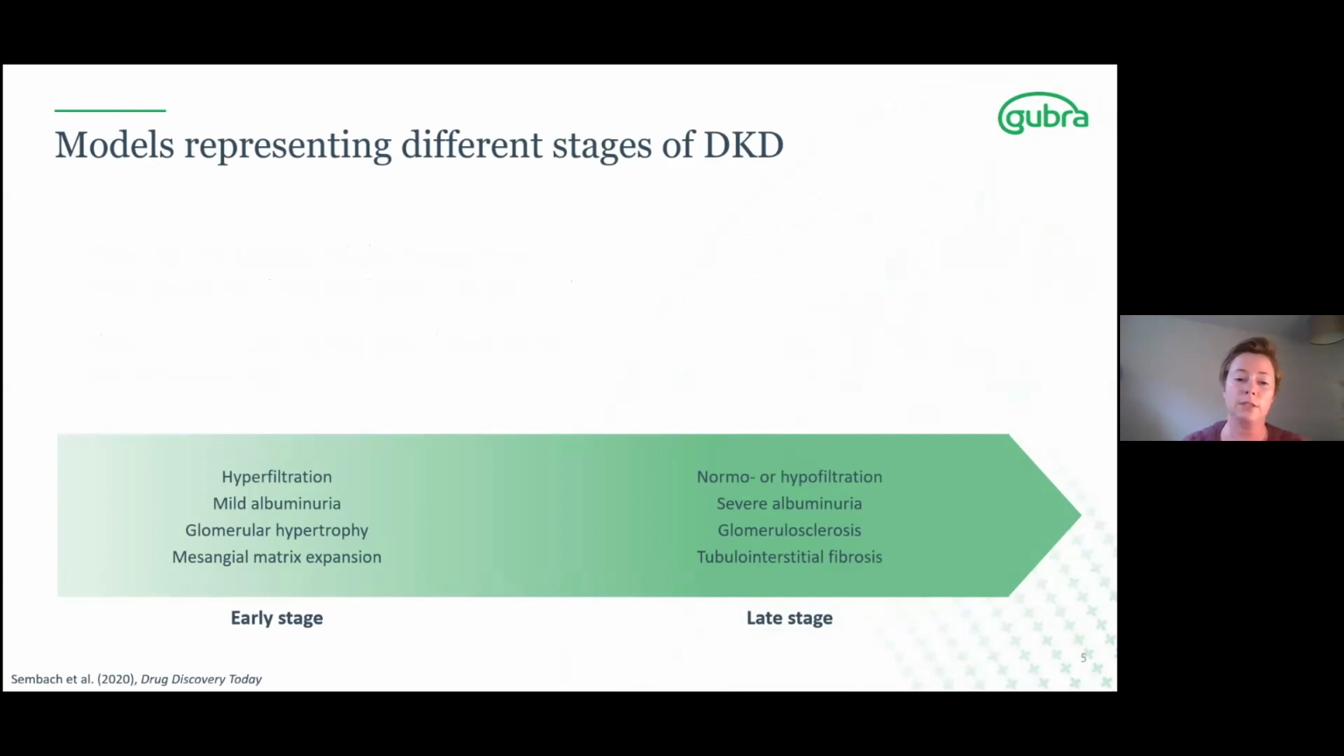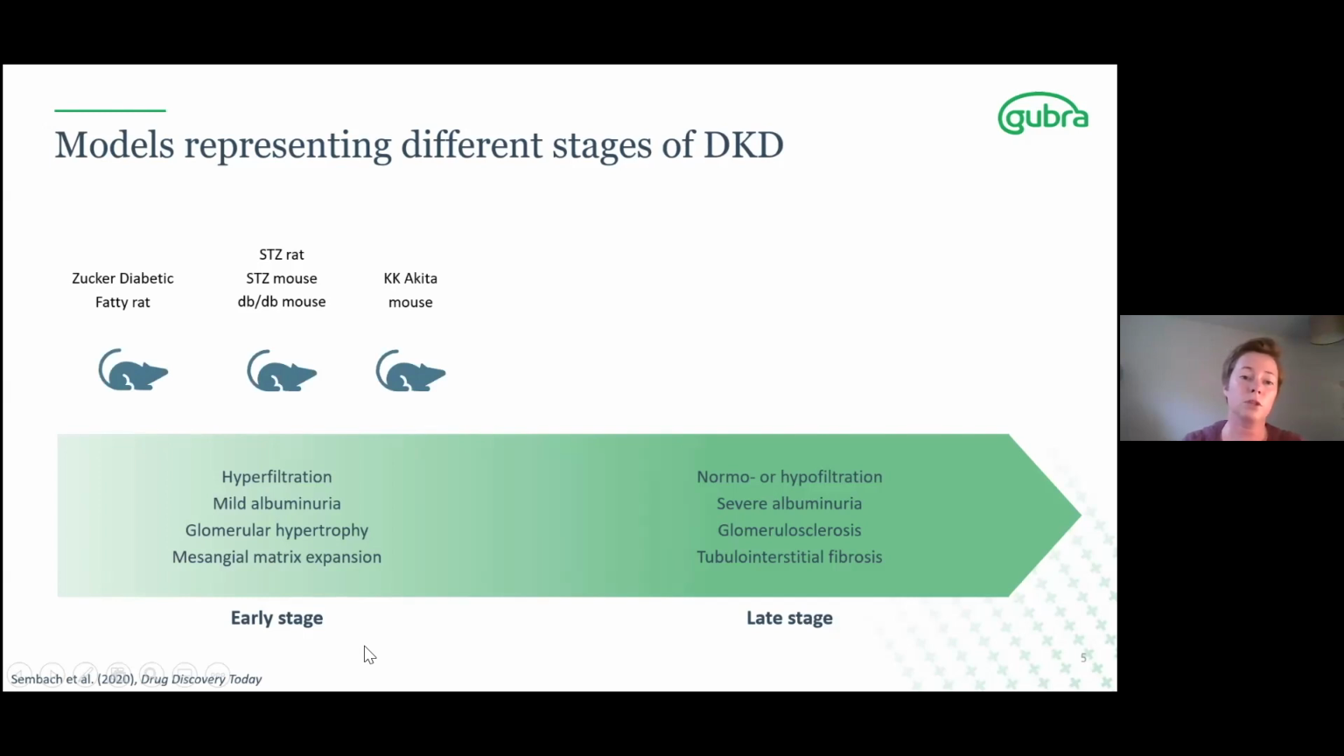We can also categorize them, as we've done here, as to whether they replicate the features of early stage diabetic kidney disease or later stages of diabetic kidney disease. Here are some examples of rodent models of early stage diabetic kidney disease. I think some of these are familiar to you. Among others are the STZ rat and mouse model of type 1 diabetes and the SDF and the DBDB mouse model of type 2 diabetes.